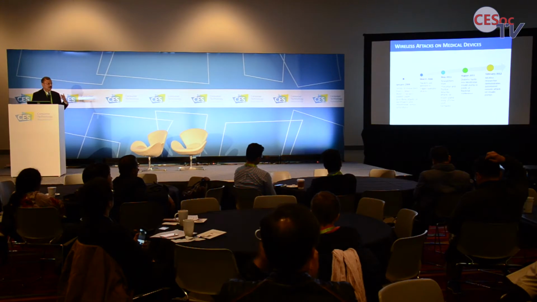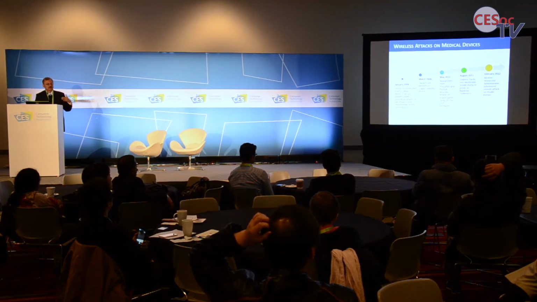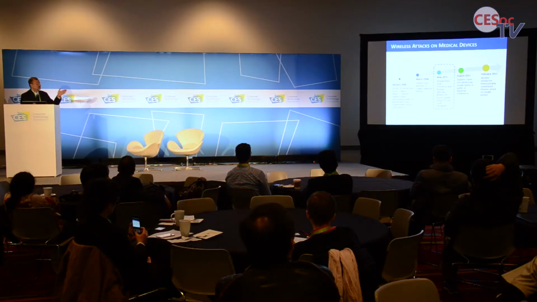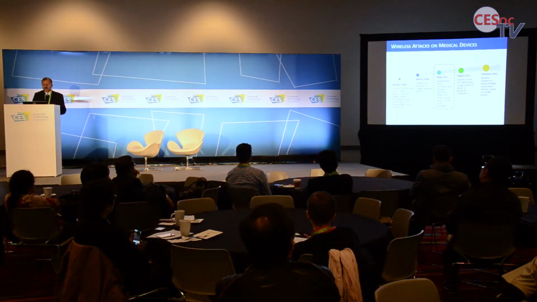In March 2008, some hackers showed that if you visit a particular website, by showing you some images, they can trigger an epileptic attack. In 2011, we showed that an insulin pump similarly could be hacked from 20 meters away. And then there were some other demonstrations of attacks on insulin pumps after that in 2011 and early 2012.